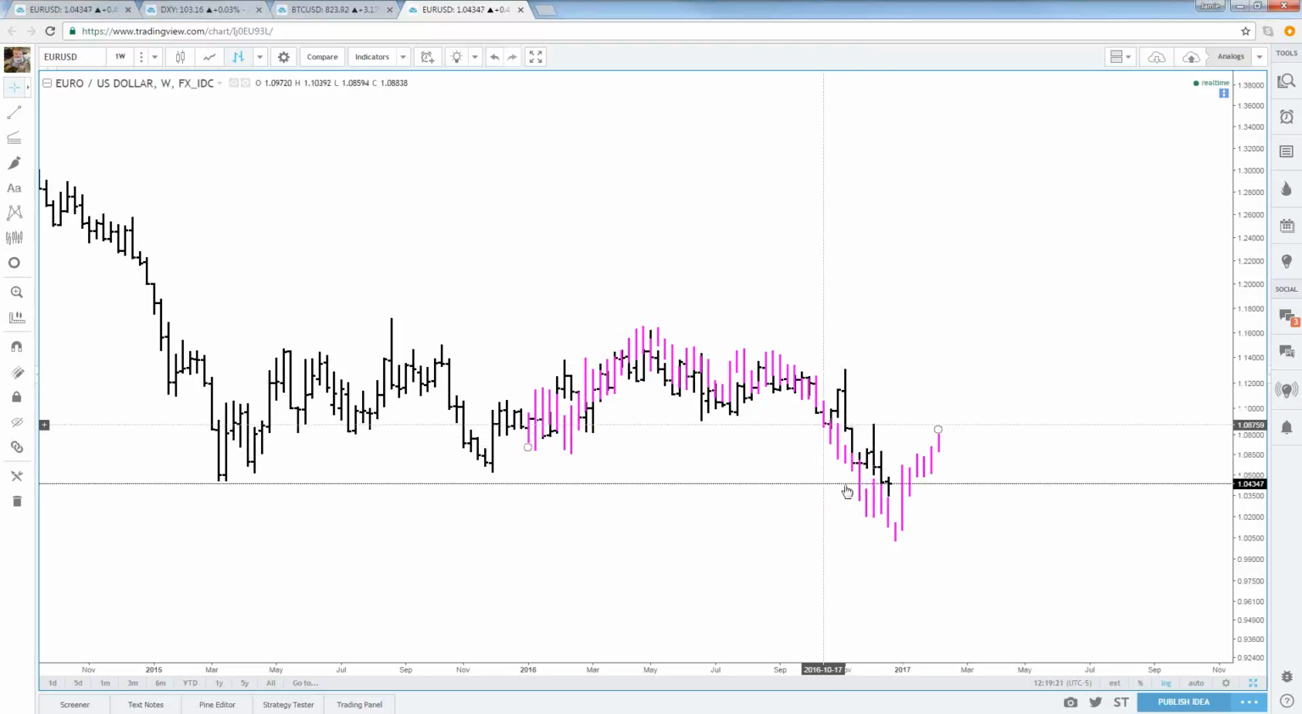You have the ECB here, and FOMC actually doesn't really show up on this chart that well because it's pretty minuscule.